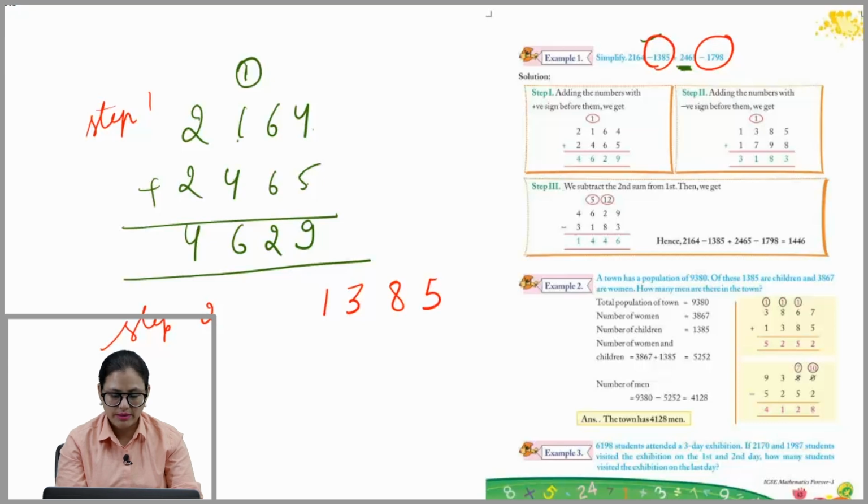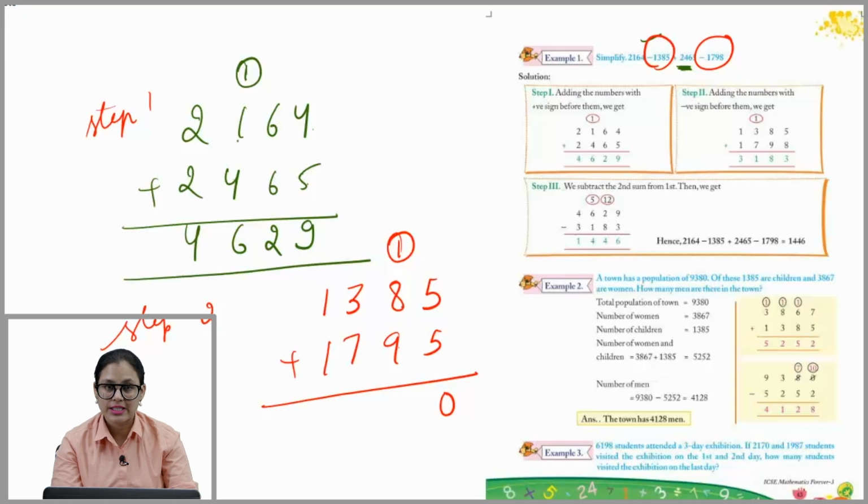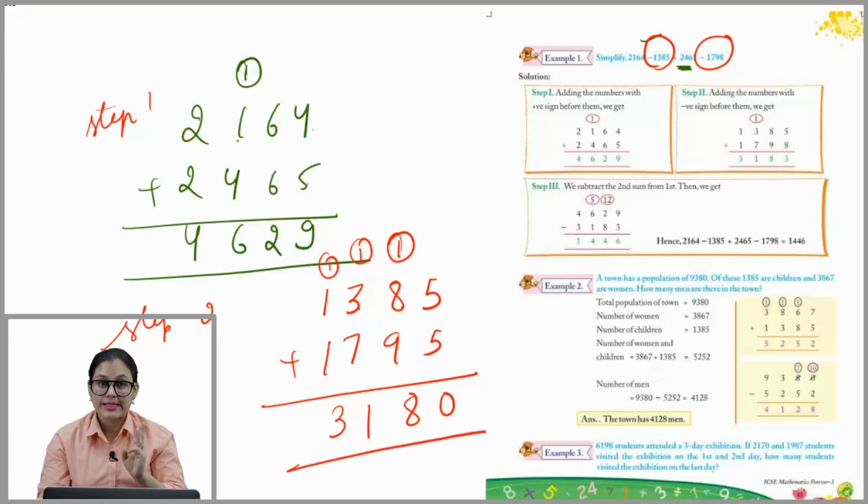1,385 and 1,795. Okay, add. 5 plus 5, 10, 1 carry. 9 plus 8, 17 plus 1, 18. 1 carry. 7 plus 3, 10 plus 1, 11. 1 carry. 1 plus 1, 2 plus 1, 3. Okay, 3,180. Now, it's time to move on to step 3.